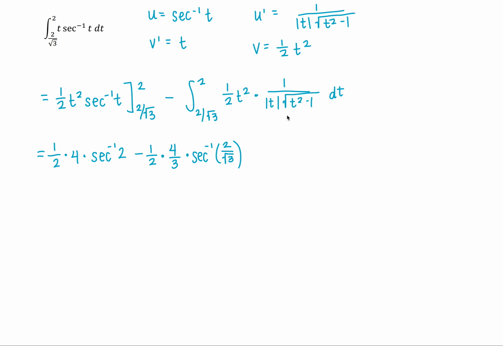Now coming back over here, I said before that the t squared and that t in the denominator will be able to cancel, and I'm going to also take the 1/2 and bring it in front. So I have 1/2, or minus 1/2, and we're integrating from 2 over the square root of 3 to 2. What am I left with? t over the square root of t squared minus 1.